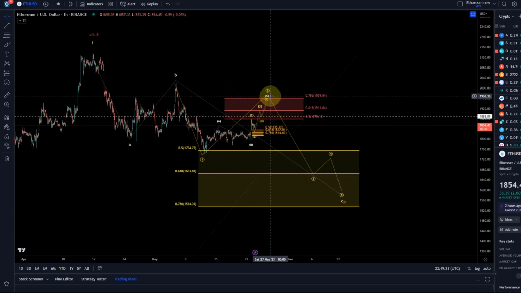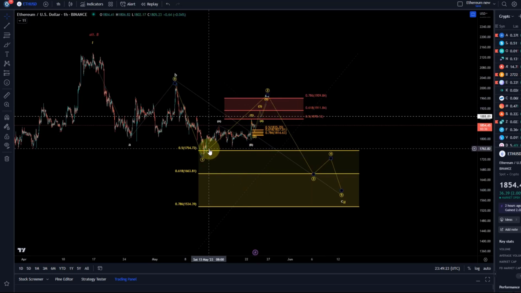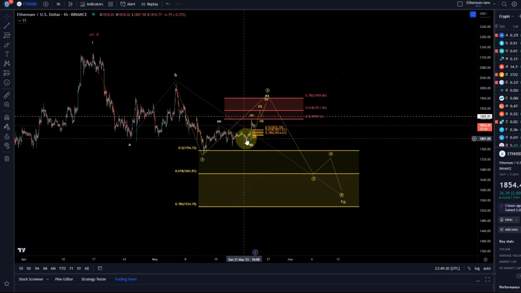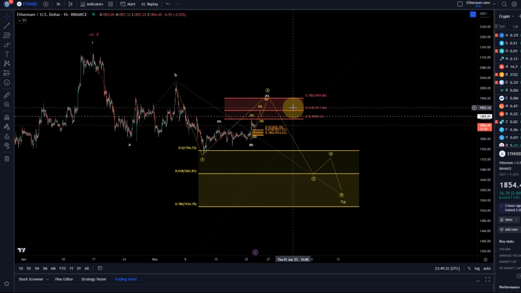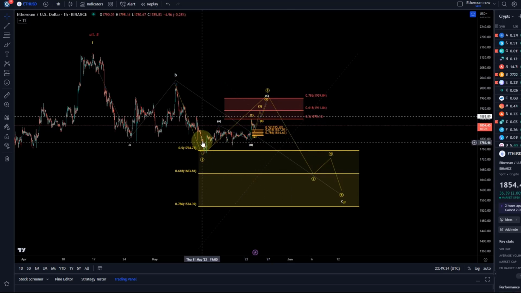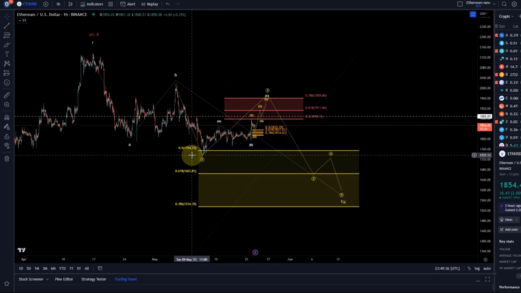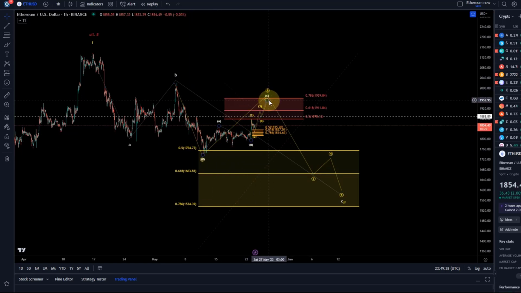Unless Ethereum has bottomed already, which it could have, and it should really indicate it before Bitcoin that it has bottomed, because it's pushing to the upside where Bitcoin isn't. But unless it's already bottomed, it might put in here a wave 2.